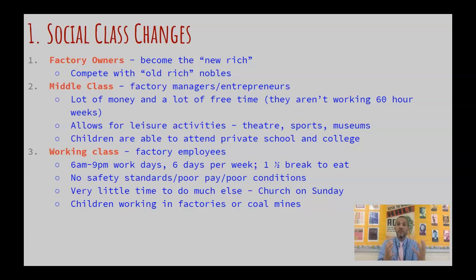And we're going to see that play out in some ways in the Enlightenment ideas that are going to come out and some of these revolutions that happened that we talked about earlier in this unit. That's going on again at the same time. But we're really going to see the new rich versus the old rich.